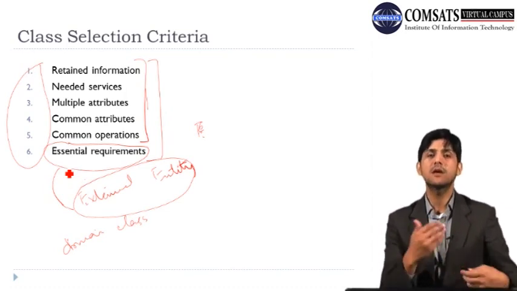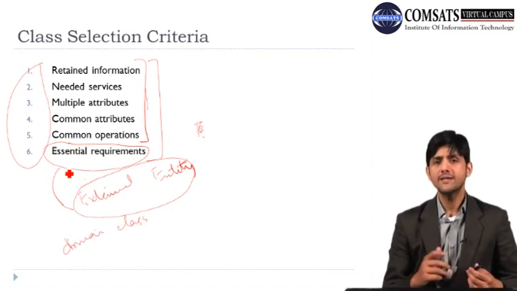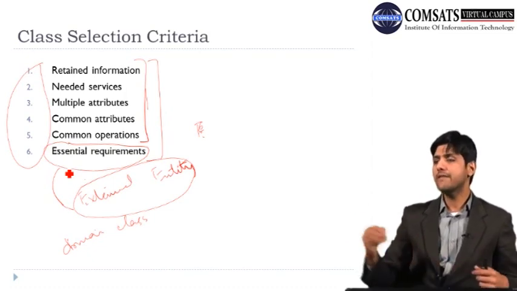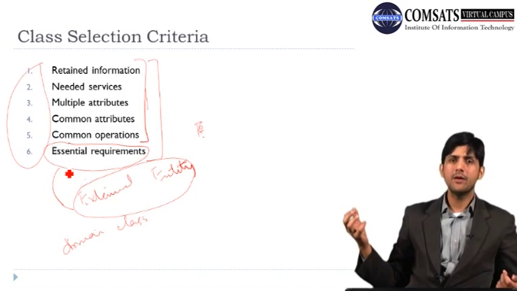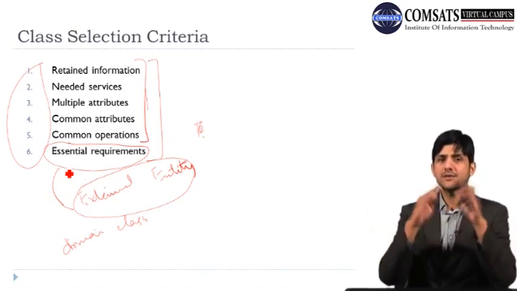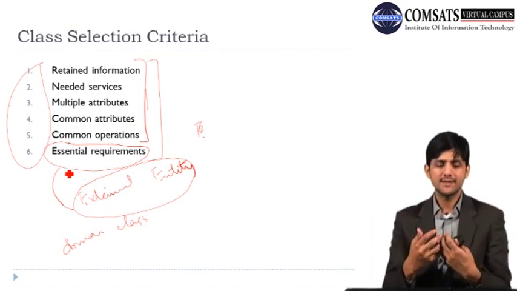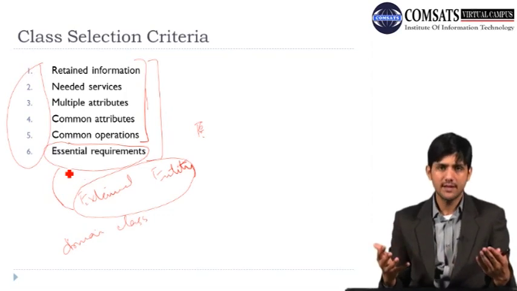And then we have these essential requirements. For example, in this particular scenario, if we have an alarm that is installed as an external device, the alarm is an essential requirement. It's an external entity which is outside the boundary of the safe home system that we are designing, but it is essential because without the alarm this whole system is useless.